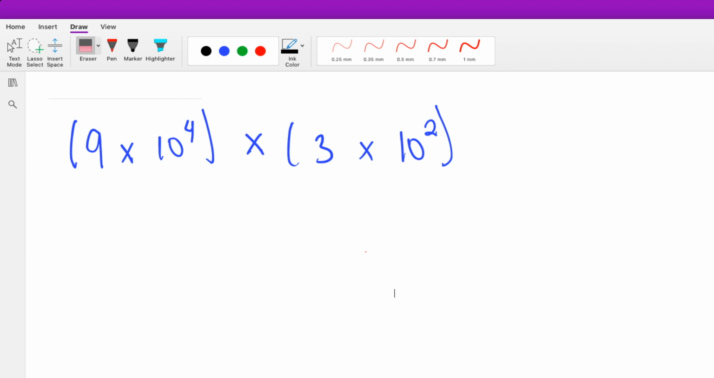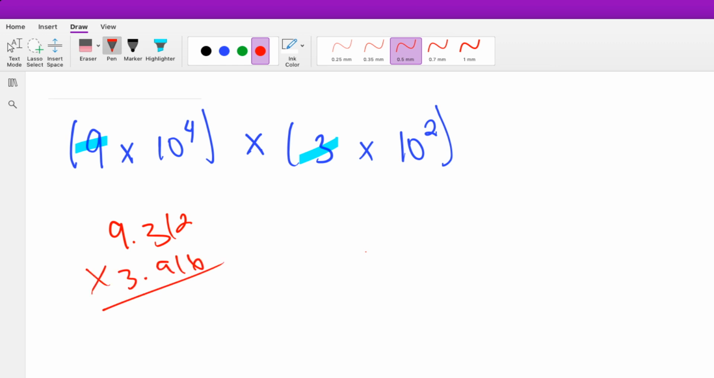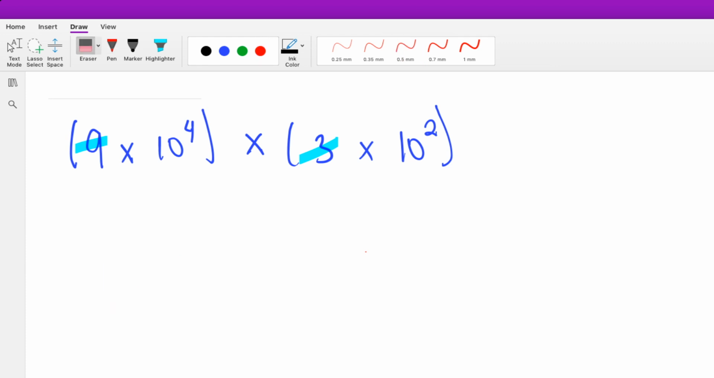Alright, so now what do we do when we have to multiply some of these problems? Well, fortunately, it's really simple. All we need to do is look at our coefficients. We have a 9 and we have a 3, and we multiply them together. If you had harder numbers like decimals, such as 9.312 and 3.916, just multiply them like this, and you'll get your answer. I'm just using easier numbers for the sake of the mental math, but if your problems aren't these easy, the steps are the exact same, so don't freak out. 9 times 3 is 27, and then this base of 10 is going to stay the same.